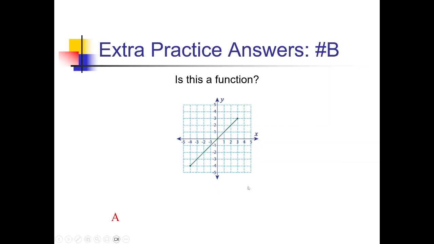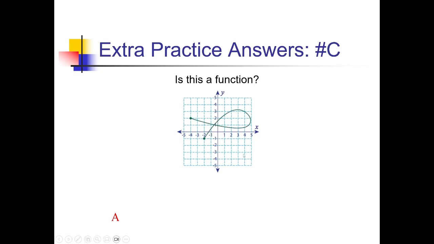For question B, looking at this one to see if it's a function, we are not able to draw a vertical line that touches twice anywhere. So this would be a function, and we just move on to the next question. Do not record the letter. For question C, we can definitely draw a vertical line right here among other places. So this is not a function. We record the letter C.